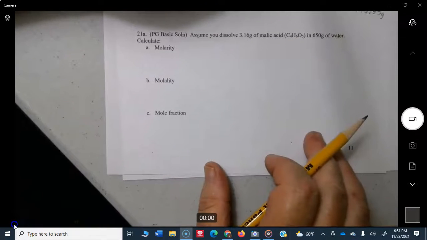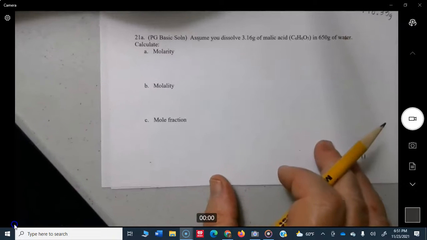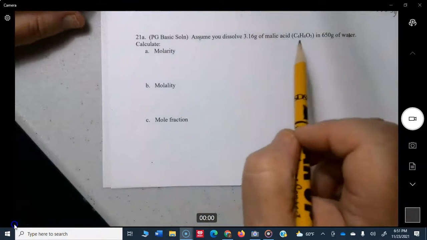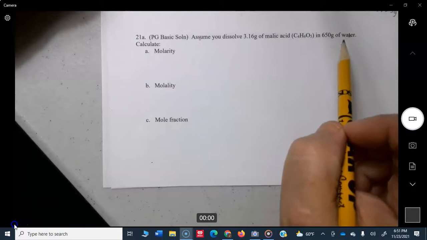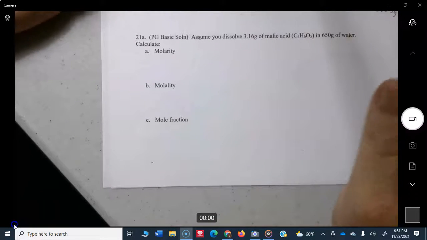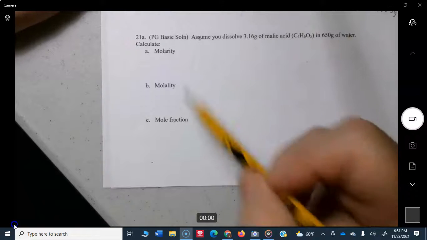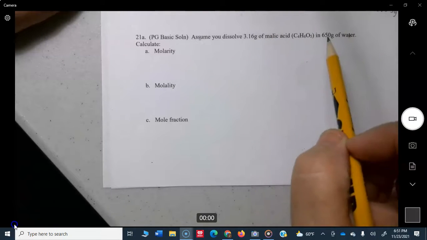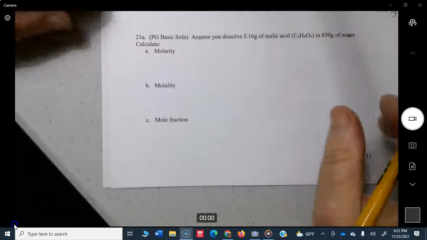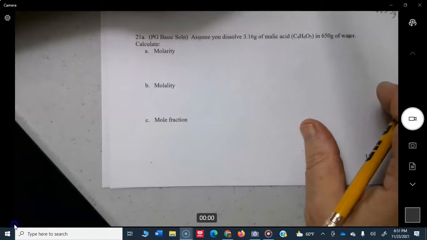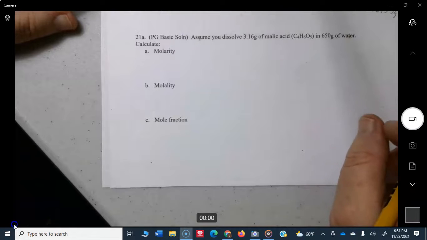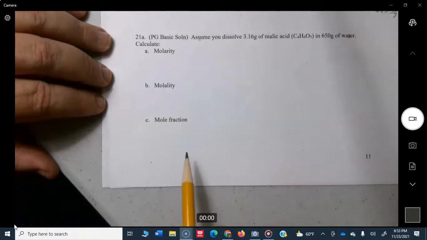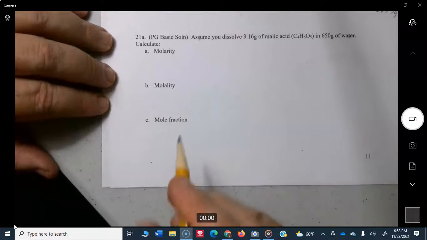It has 4 parts to it. So assume you dissolve 3.16 grams of malic acid, there is the formula, in 650 grams of water. Calculate. And you might not necessarily want to calculate these in the order that they give them, but we'll see how it works. So we have grams of solute and we have grams of water. Okay, so the first thing I'm going to do is come down to the bottom of the page. I have a lot of space here. I'm going to figure out how many moles of each of these we have.